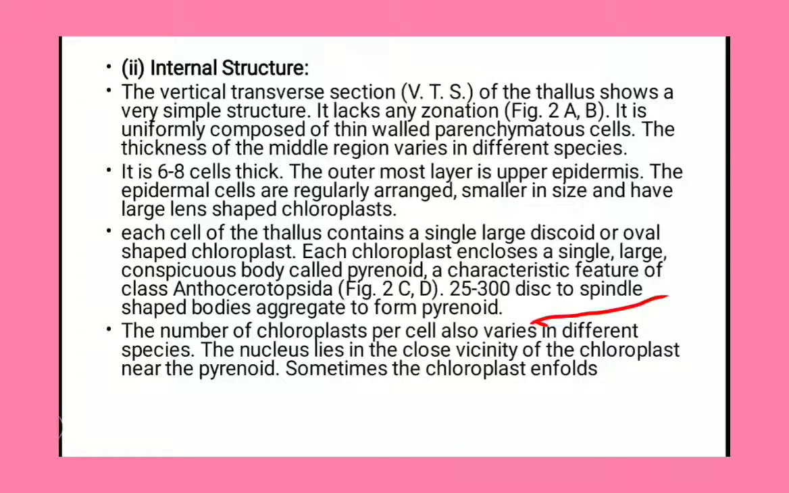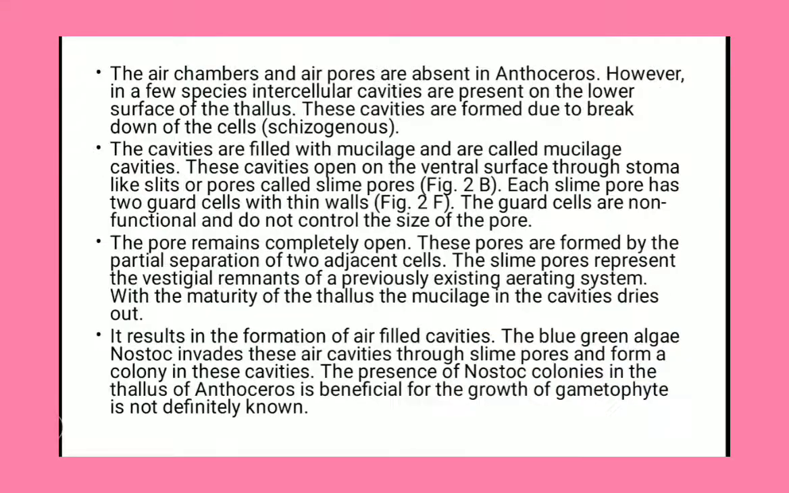The number of chloroplasts per cell also varies in different species. In some species there are 3 to 5, and in others more than 300 chloroplasts are present. The nucleus lies in the close vicinity of a chloroplast near the pyrenoid, and sometimes the chloroplast is unfolded. The nucleus is present near the chloroplast, sometimes unfolded or sometimes folded with the chloroplast. The air chamber and air pore are absent in Anthoceros.